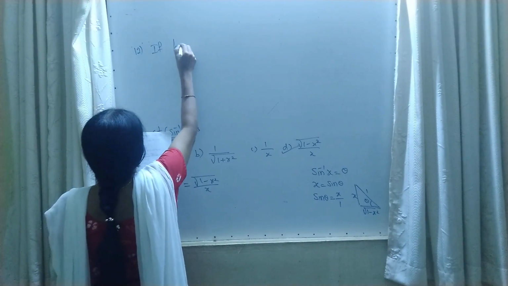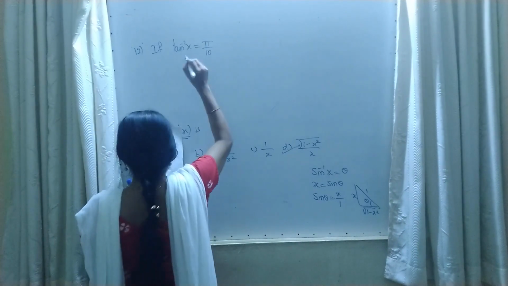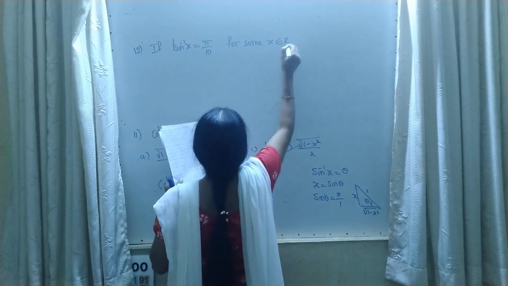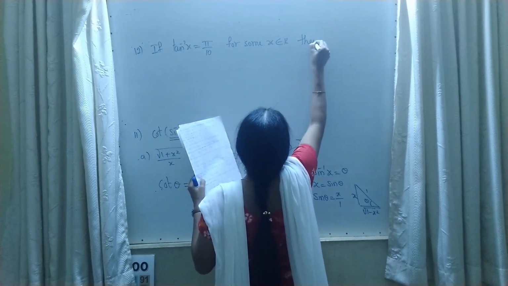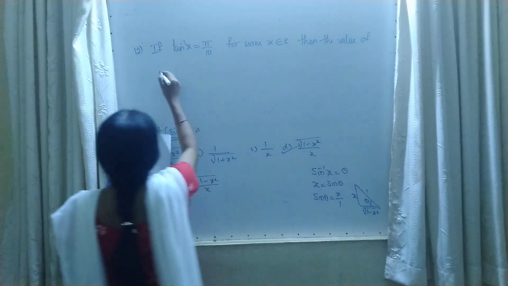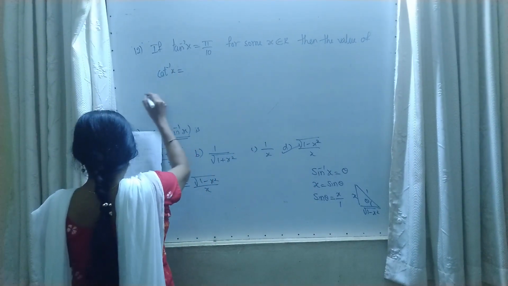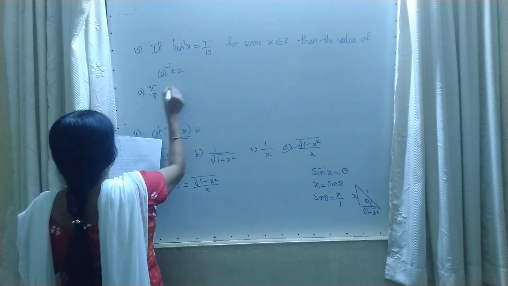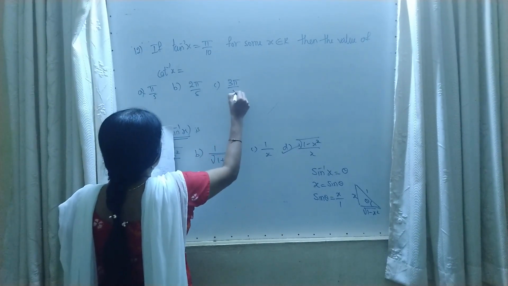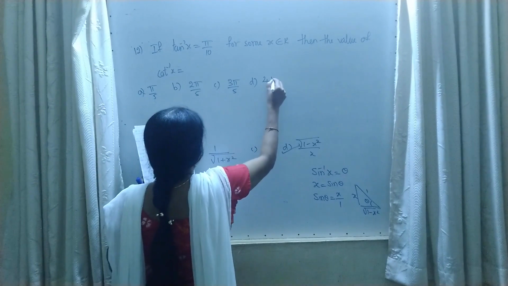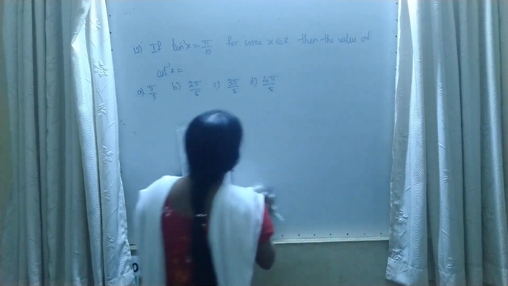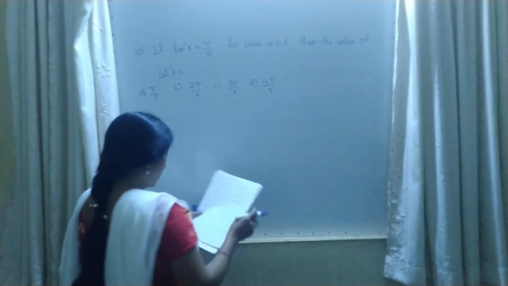If tan inverse of x is equal to pi by 10 for some x belongs to R, then the value of cot inverse x is equal to: first option, pi by 5; B, 2 pi by 5; C, 3 pi by 5; next, 4 pi by 5. So here tan inverse x is given and cot inverse x they are asking.